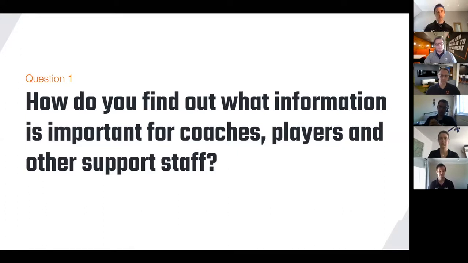Okay, very good. And Simo, do you think potentially aspects differ between academy settings and maybe more senior settings in terms of what is important for those coaches?